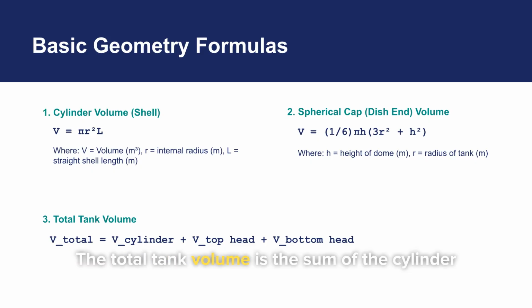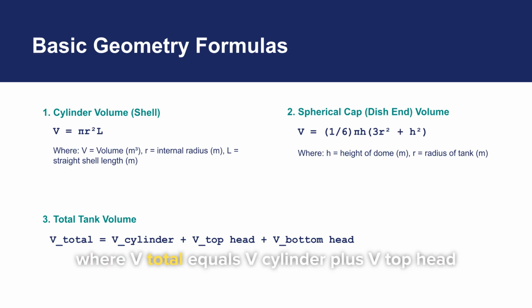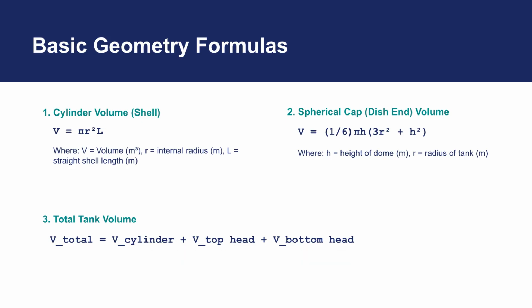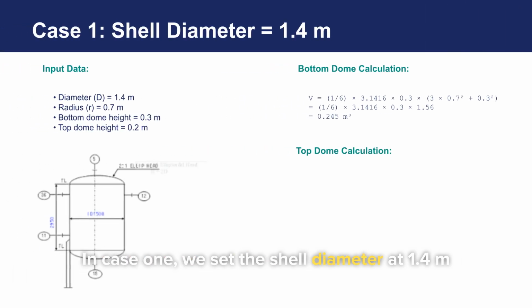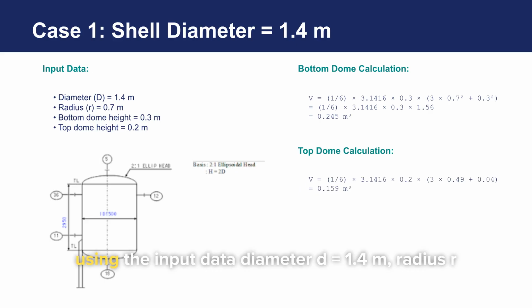The total tank volume is the sum of the cylinder and the top and bottom head volumes, where V total equals V cylinder plus V top head plus V bottom head. In case 1, we set the shell diameter at 1.4 meters. Using the input data, diameter, D, equals 1.4 meters, radius, R, equals 0.7 meters, bottom dome height, 0.3 meters, top dome height, 0.2 meters.